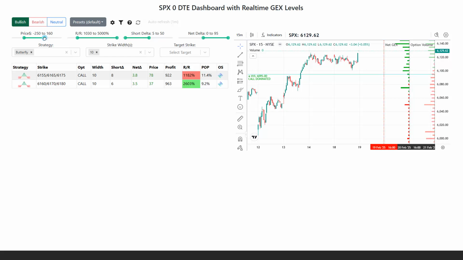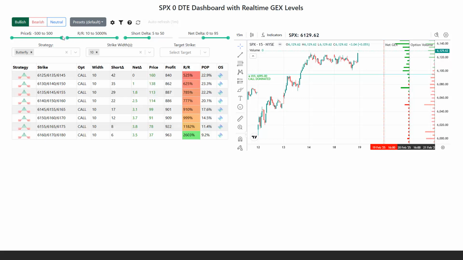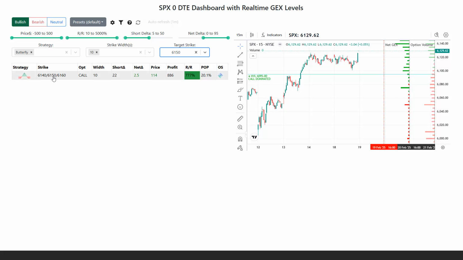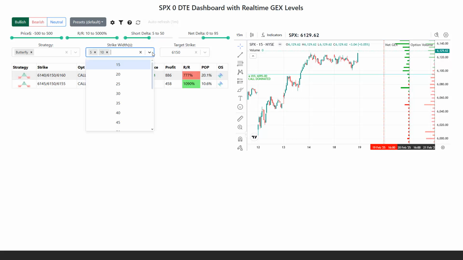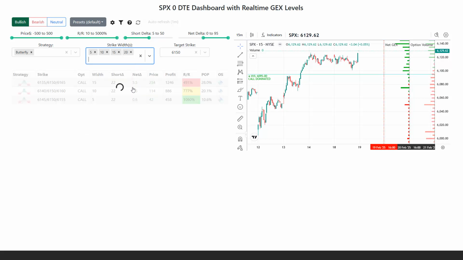Now I'm resetting to the default settings, or at least I'm pulling the slider all the way apart, and so I get all the butterflies again. Now if I want to filter for distant target prices, let's say I have a target price of 6,150 in mind. Then at select target I choose 6150, and it will only show those butterflies that have this target price, for example with a strike distance of 5, 10, 15 or even 20.